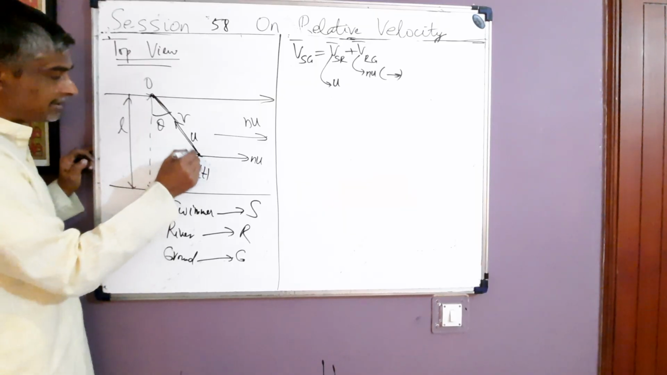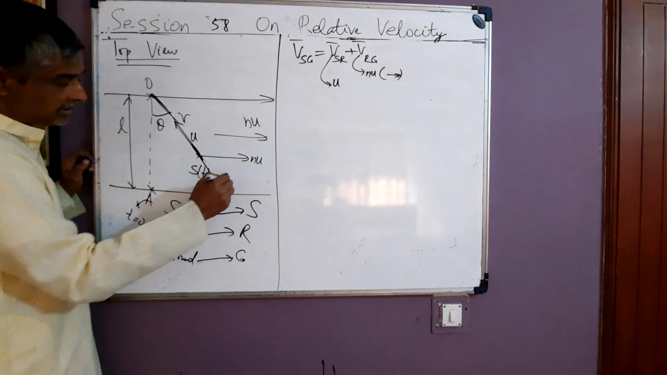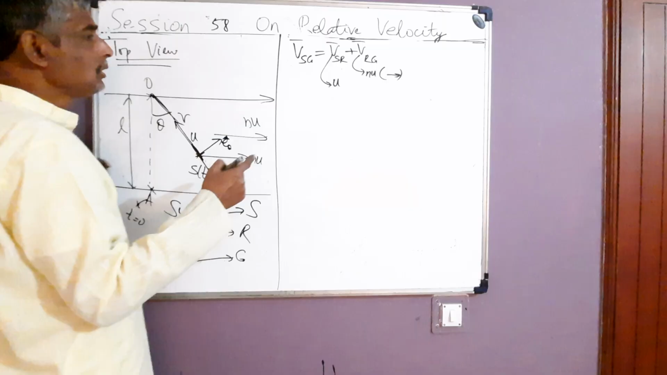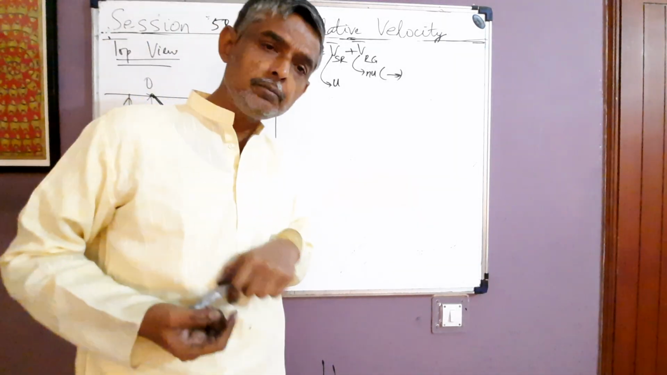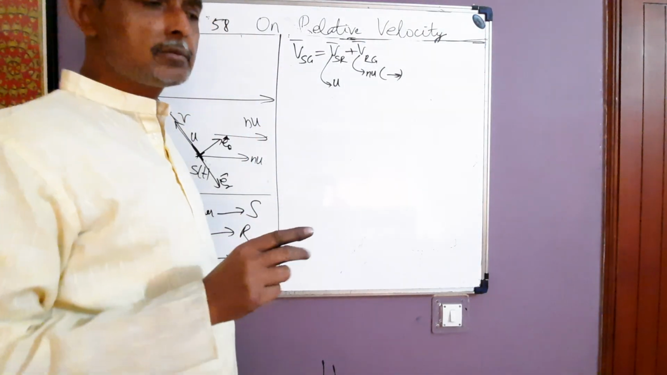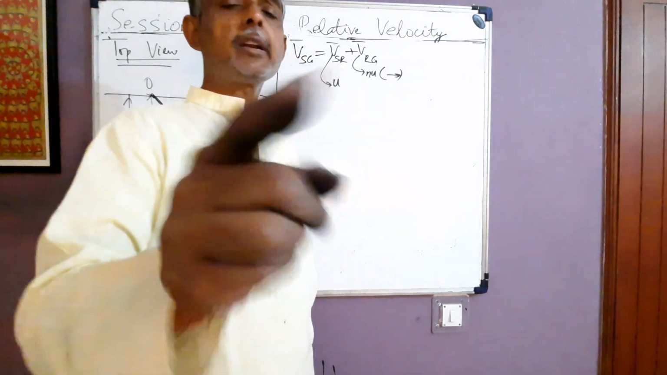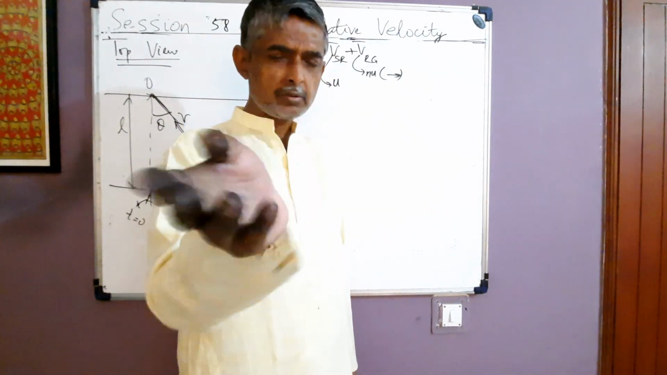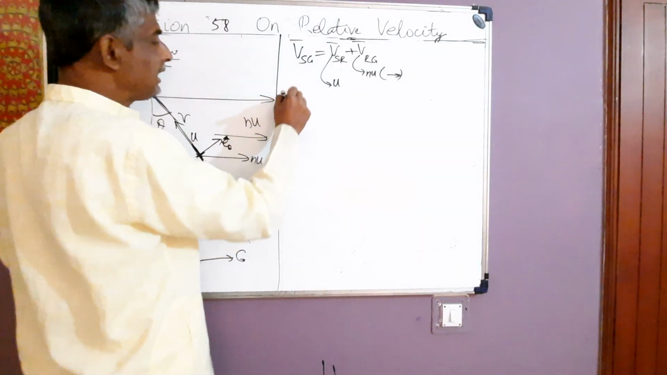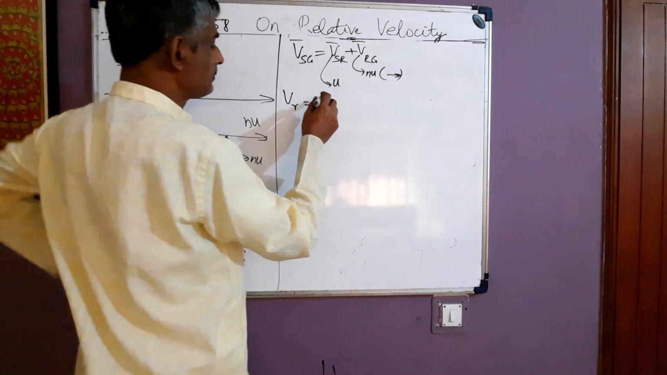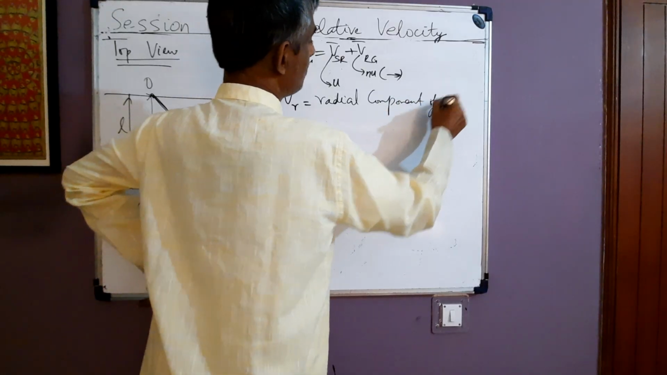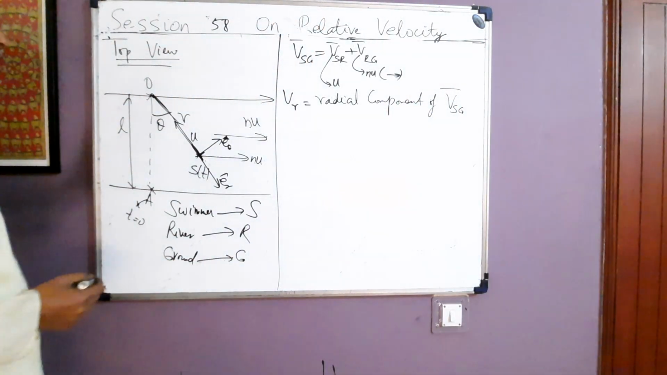Now I'll define two unit vectors, one unit vector e_r hat, the other unit vector e_theta hat. As we have discussed in problems on the cylindrical coordinate system, to know the details of the cylindrical coordinate system, you can go to the sixth video on particle kinematics. There you will get all the details. So v_r is the radial component of VSG, that is, dr by dt.